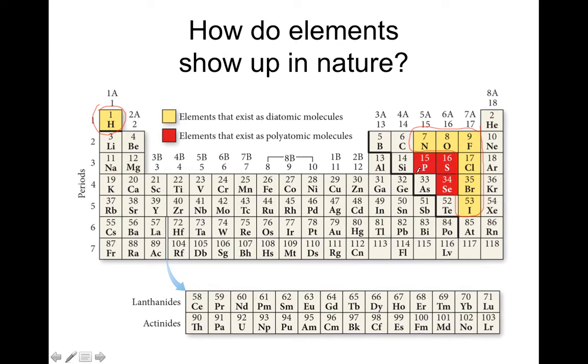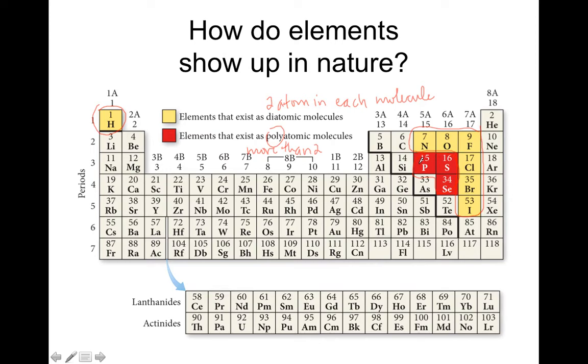Okay? What about elements that exist as polyatomic? That is more than two, right? Di means two. Two atoms in each molecule. And polyatomic means more. Can you read my writing? Than two atoms in each molecule, okay? And there aren't many. It's phosphorus, sulfur, and selenium, okay? So elements that exist as diatomic molecules in nature are mostly in yellow here, and the ones that show up as polyatomic are here.